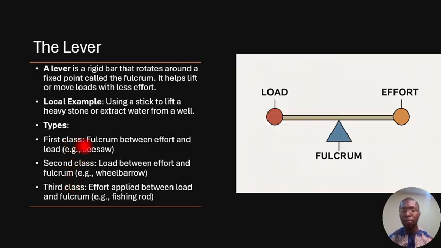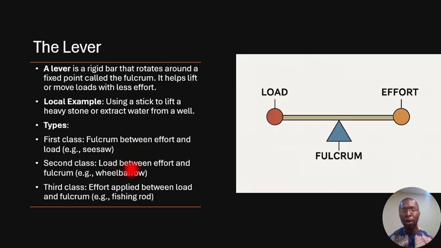The first class levers are the ones that have the fulcrum between the effort and the load, as you've seen here. When the fulcrum is between the load and the effort, that type of lever is a first class lever. An example is the seesaw, the one we see in primary school where children play. One person sits at one end and another person sits at the other end, and it goes up and down. So the fulcrum is at the center, the turning point.